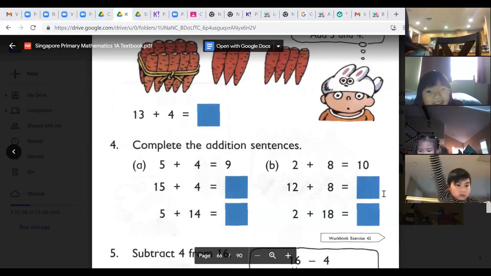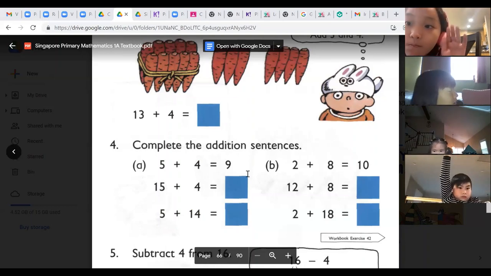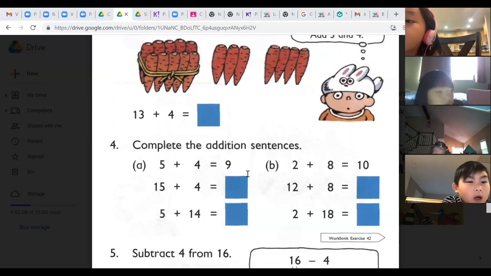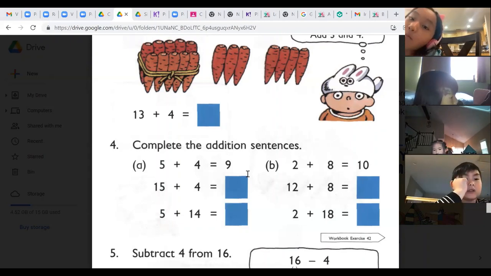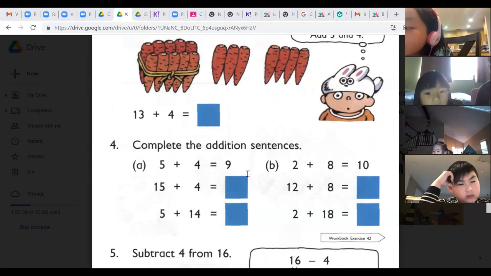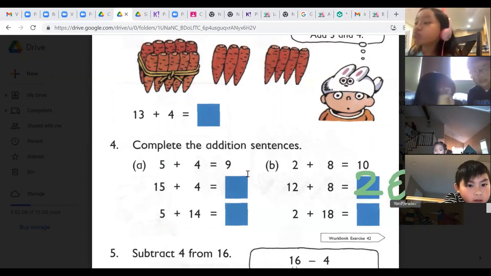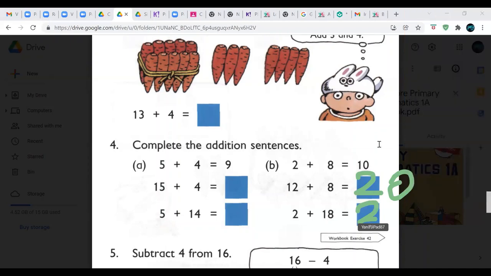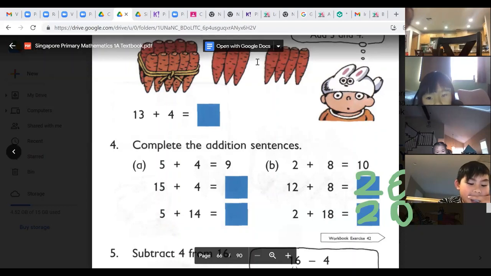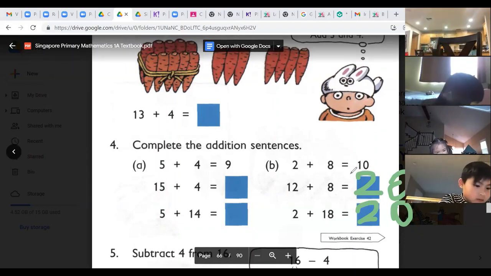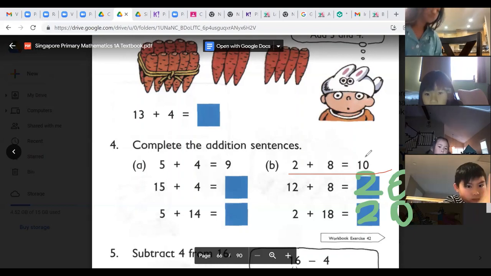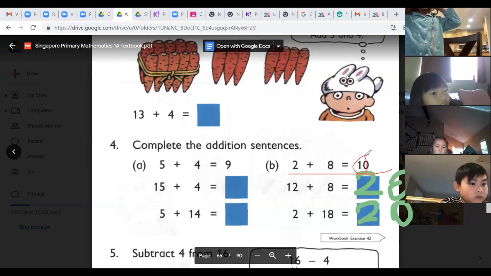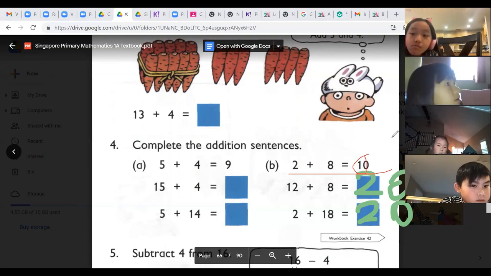Okay, who wants to try B? Yeah, Gordon, go ahead. Yeah, nice job. Okay. So it's kind of like the same thing. We have 2 plus 8 equals 10. And so if it's 12 plus 8, again, we're just adding 10 to the previous 10. And yeah, the answer is 20.